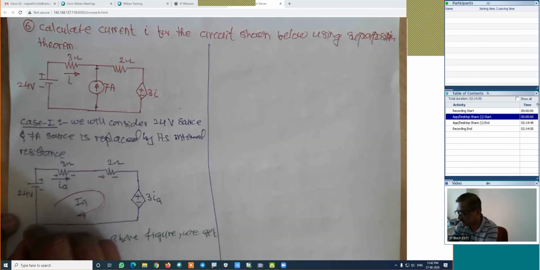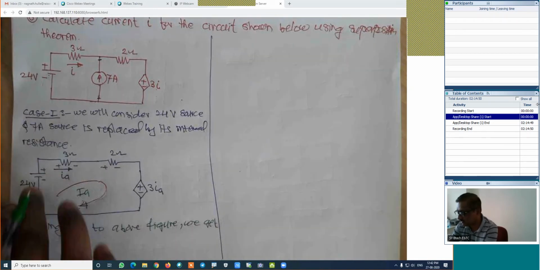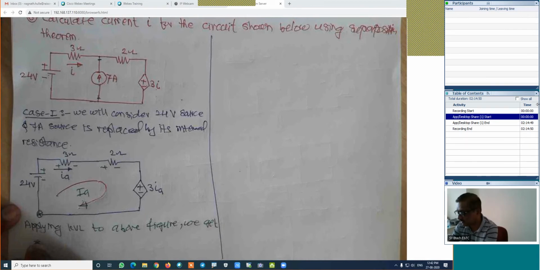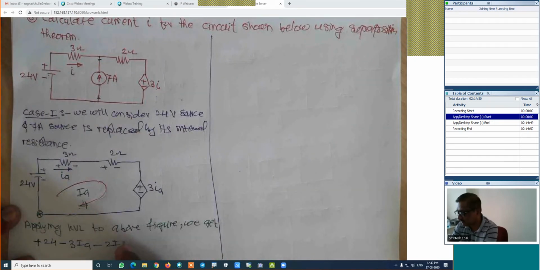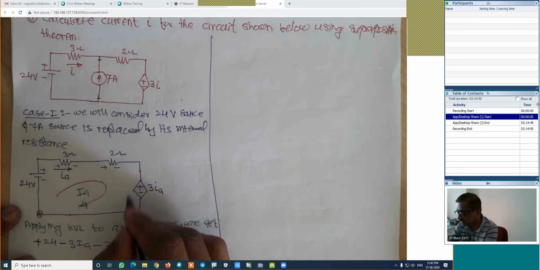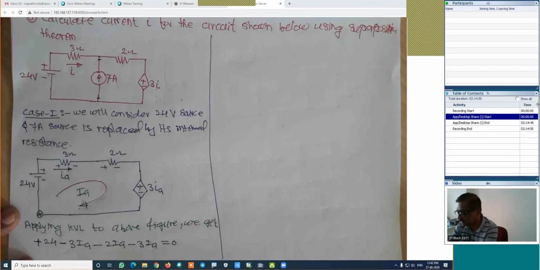I will write here. I will start from here. How is the KVL? We are starting in clockwise direction. Negative to positive, that is a plus. How much is the value? Negative to positive plus 24. Then positive to negative minus. How much is the voltage across this? Its resistance into its current, it is 3 into IA. Then positive to negative minus. How much is the voltage across this? 2 into IA. Positive to negative minus. How much is this voltage? 3 into IA, which is equal to 0.